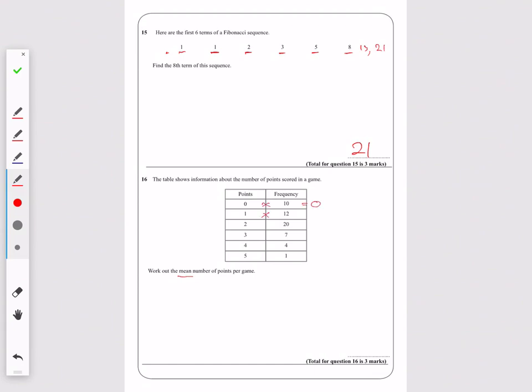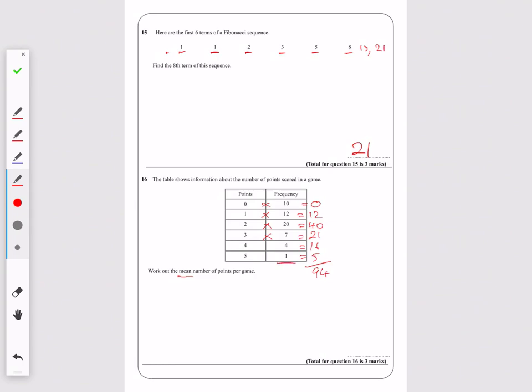There were 12 ones, so those 12 ones would add up to 12. There were 22s, so those 22s would add up to 40. There were 3 sevens, so those 3 sevens would add up to 21. The 4 fours would add up to 16, and the 1 5 would add up to 5. If we add all those up, we get 94. So they've scored 94 points in total.